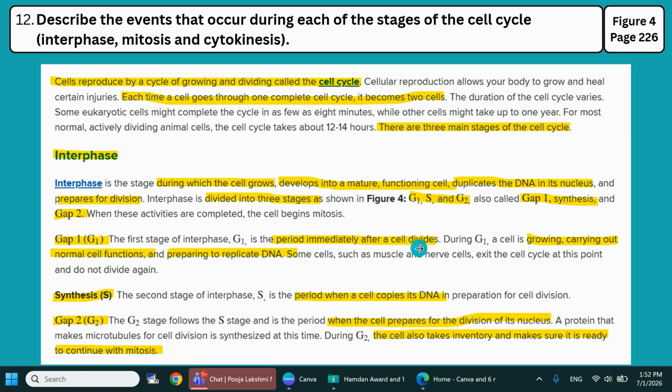Gap 1, immediately after the cell divides: growing, carrying out normal functions, and preparing to replicate DNA. Synthesis, when the cell copies its DNA. Replicate means copying. Then in gap 2, the cell prepares for the division of its nucleus, takes inventory and makes sure that it is ready. It will check everything: DNA copying done, everything ready, then it will go for mitosis.